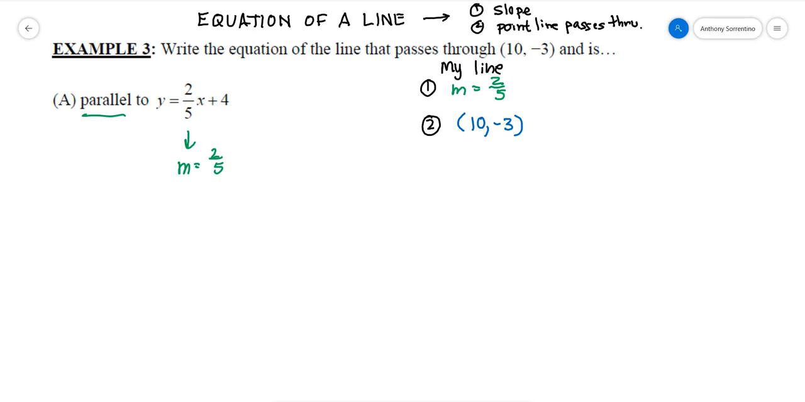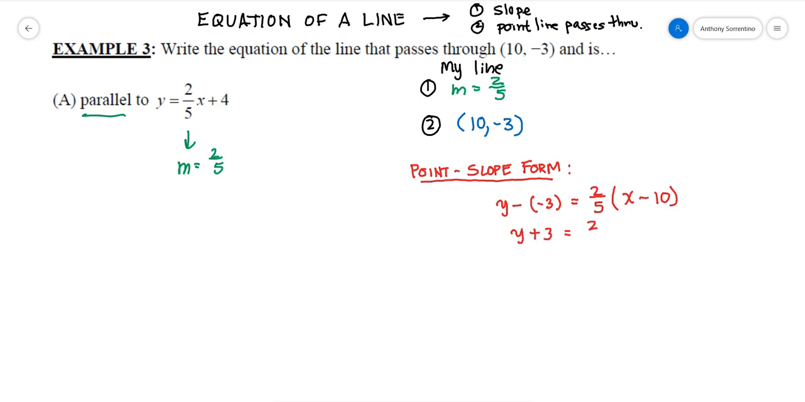So what I can do is say, okay, in point-slope form, I can simply just write it based off of this information as y minus -3, that's the y coordinate it passes through, equals 2/5 times x minus 10. And I could go a step further to simplify and say y plus 3 equals 2/5 times x minus 10. So that's an acceptable answer because it's not asking us to do it in a very specific format.